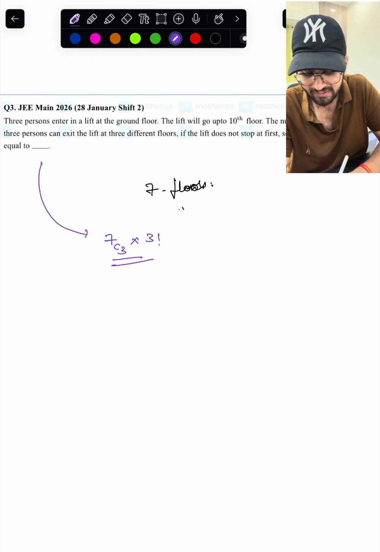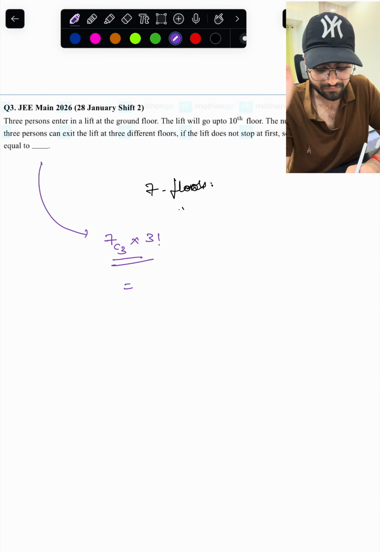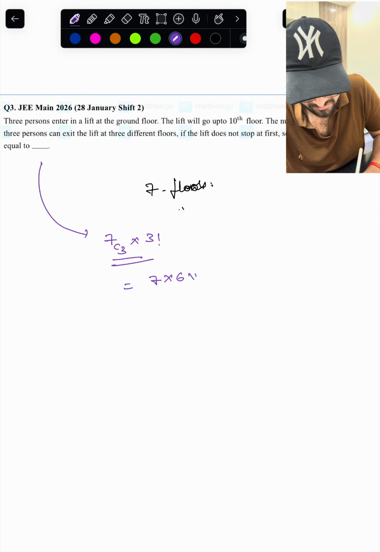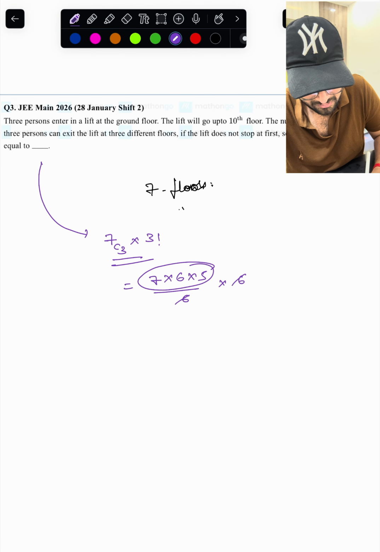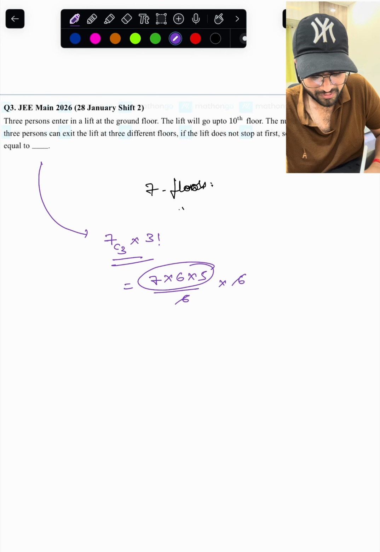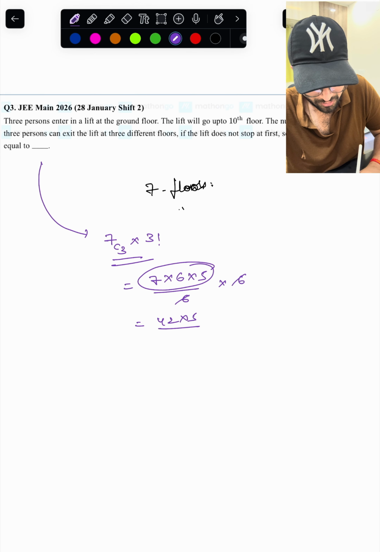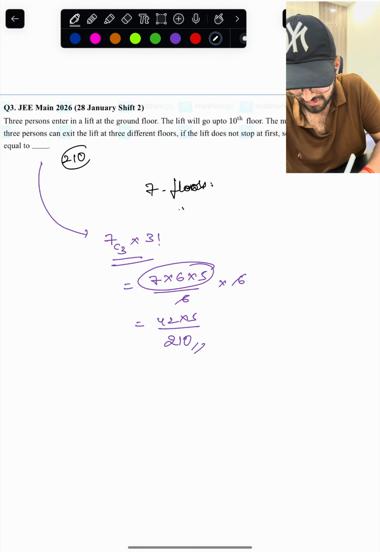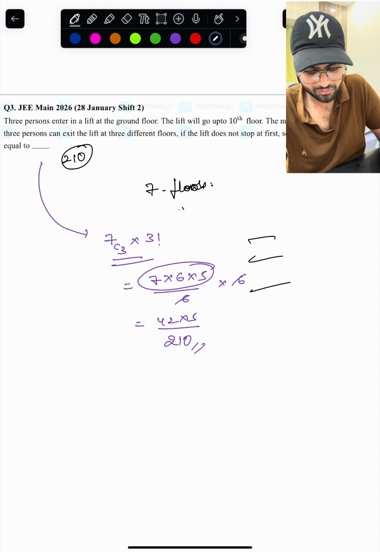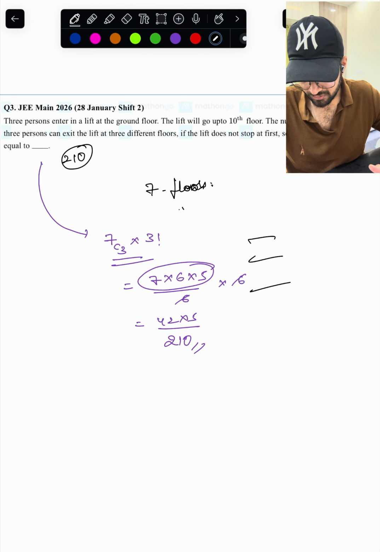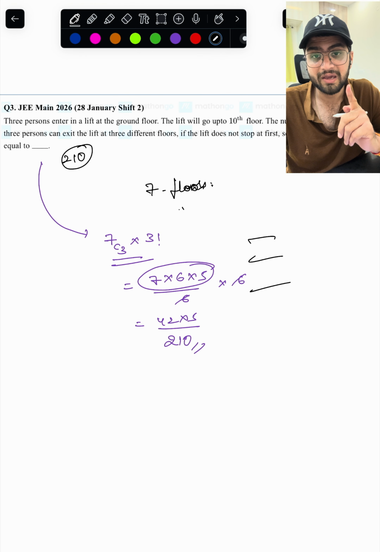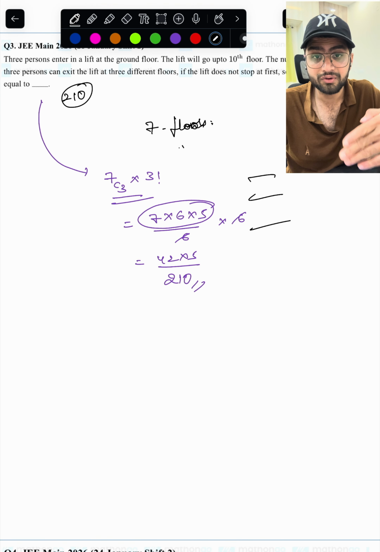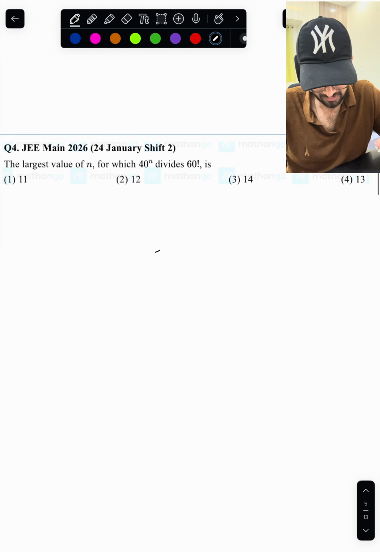So in how many ways will it be done? 7C3 into 3 factorial. 7C3 means 7 times 6 times 5 by 6. So 7 times 6 is 42, 42 into 5 is 210. So 210 ways. Done. Very simple, just 2 steps to the answer, right? That's why you shouldn't skip PNC questions. It can give you the answer in 2 or 3 steps.